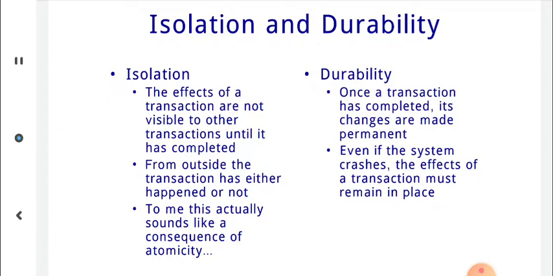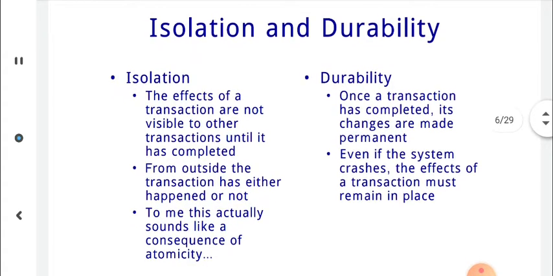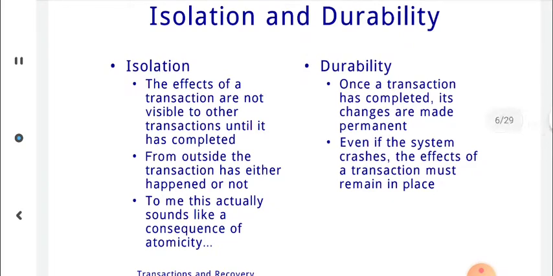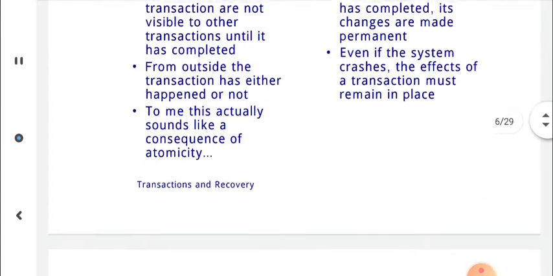Now look at isolation and durability. Isolation: the effects of a transaction are not visible to other transactions. That means there are many transactions going on. Imagine Dutch-Bangla ATM used by so many customers from so many different points of the country, but their operations are all isolated from each other. From outside, the transaction has never happened, and to me, that actually sounds like a consequence of atomicity. Durability: once a transaction has completed, its changes are made permanent. That means you cannot change back. Even if the system crashes, the effect of the transaction must remain in place.